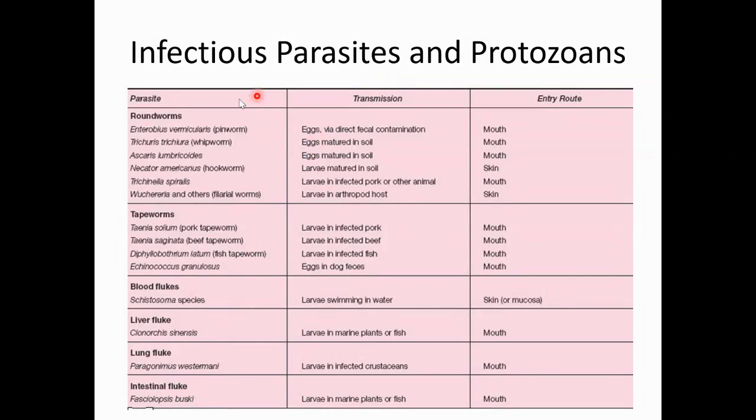Again, you don't need to memorize these, but a lot of these parasites and these worms are in the soil, meats, infected pork, beef, larvae, and infected fish. That's why we cook our fish, we cook our meat, and in the water. So food and water, contaminated water. Entry route: mouth, mouth, mouth, with a few through the skin. A lot of these are coming through the mouth, through food and water.